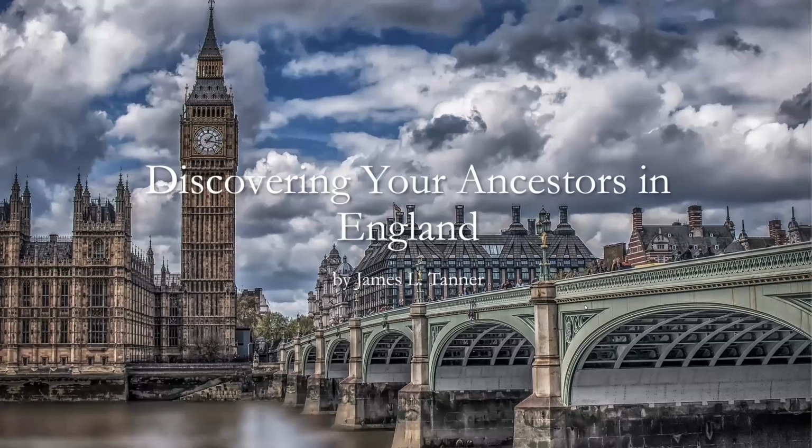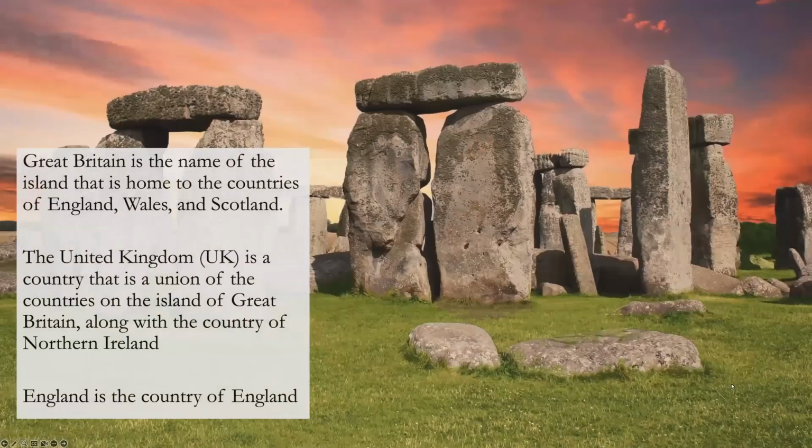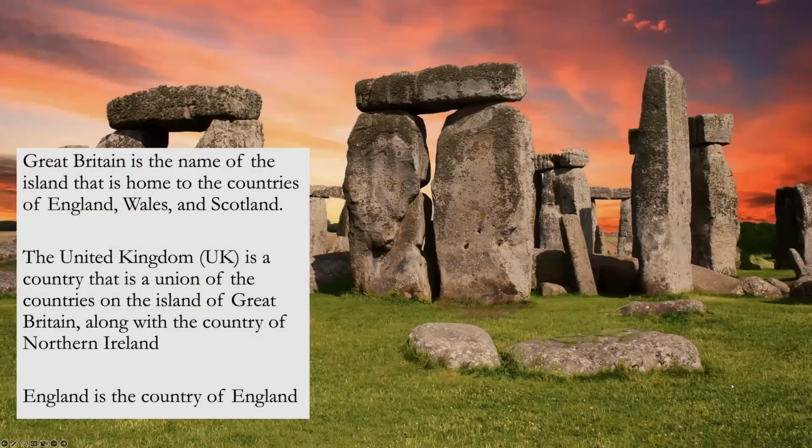Today, we're going to talk about English records and English research. We're going to clarify a couple of things. First of all, Great Britain is the name of the island that is the home to the countries of England, Wales, and Scotland. And the United Kingdom is a country that is a union of the countries on the island of Great Britain, along with the country of Northern Ireland. And England is the country of England.